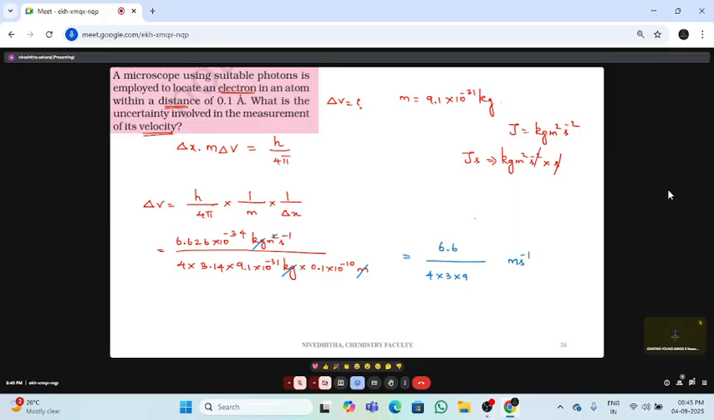In the numerator we have 10 power minus 34. I'm bringing this 10 power minus 31 to the numerator, so it is 10 power plus 31. And here, see, this is 10 power minus 1, so it is 10 power minus 11. I'm bringing that to the numerator, so it is 10 power plus 11. So could you please tell me the approximate value? Approximate value is enough.